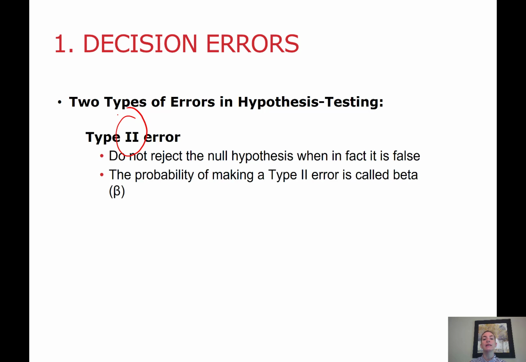And the probability of making a type 2 error is beta. We call that beta. So remember, the probability of making a type 1 error is equal to alpha. The probability of making a type 2 error is called beta. That's the Greek letter beta.